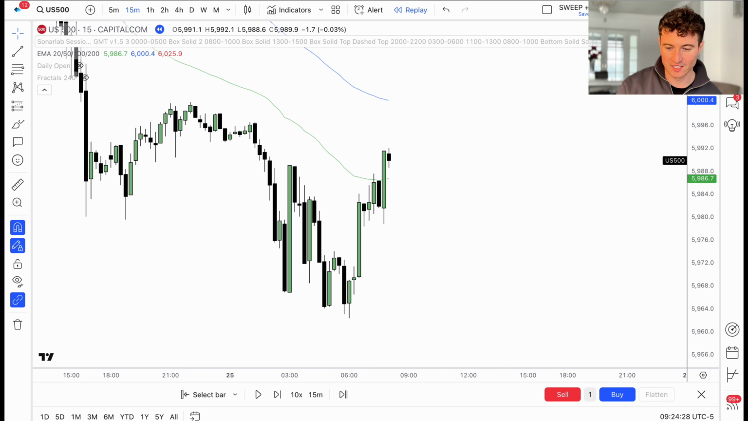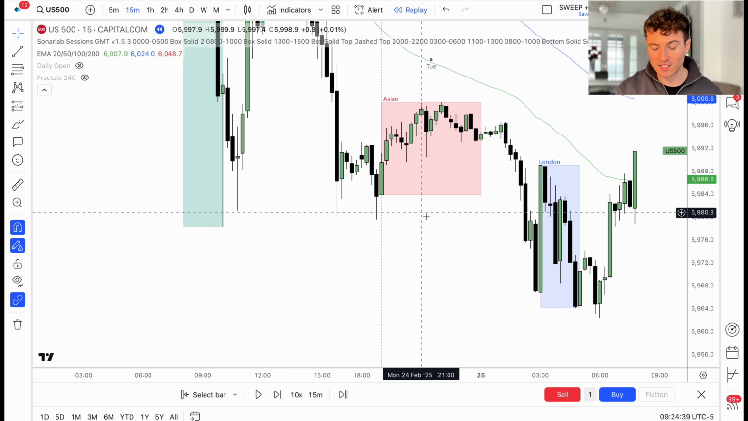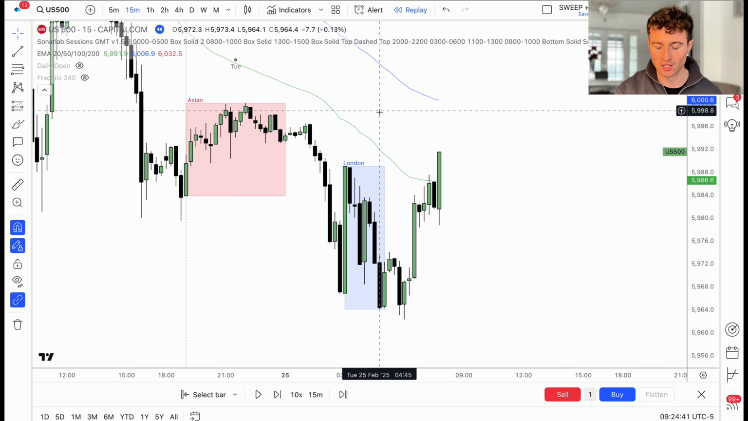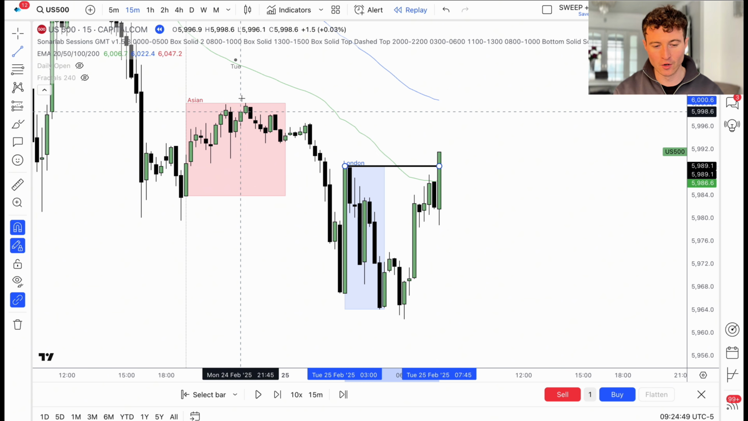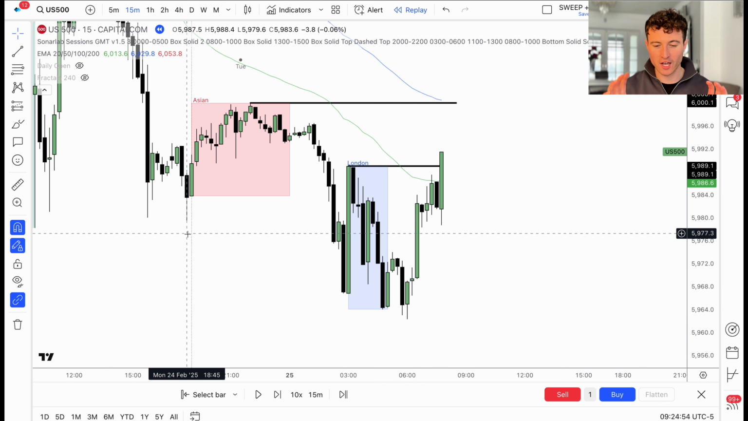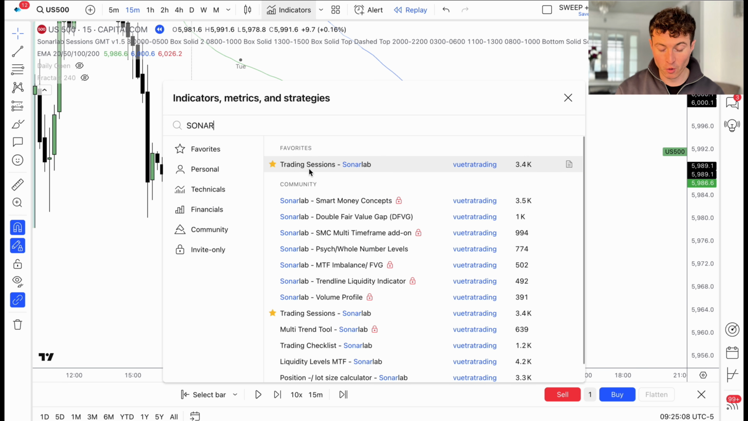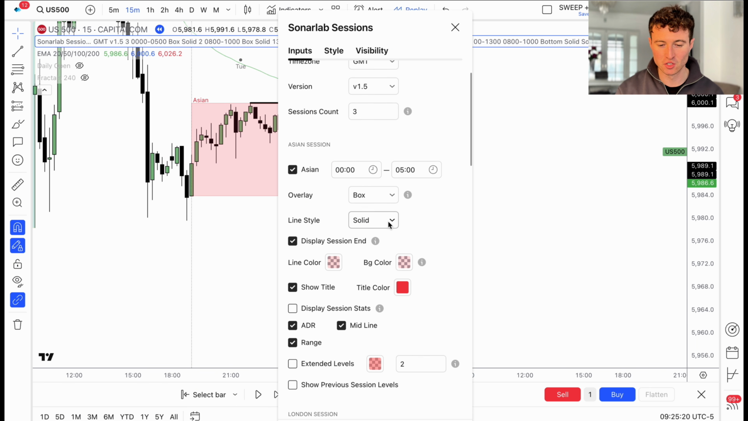So now that we understand directional bias, the next thing is the ICT power of 3. And in order to do this, we need to mark on buy side and sell side liquidity. And we have that resting above the London session high and also the Asian session high. One of the most common questions that I always get asked is, what is your session indicator? It's this one right here called Trading Sessions by Sonar Lab. And then what you need to do is have these sessions right here.